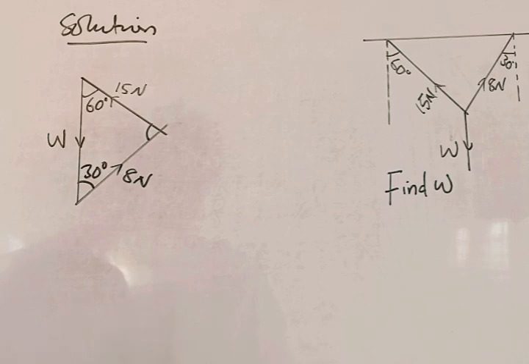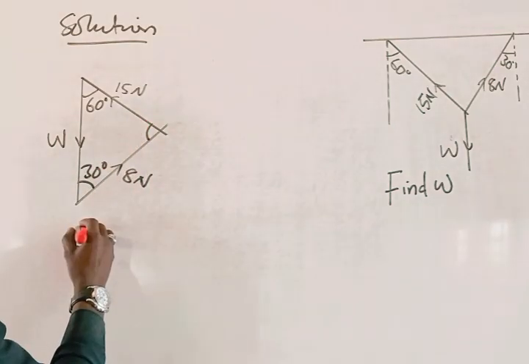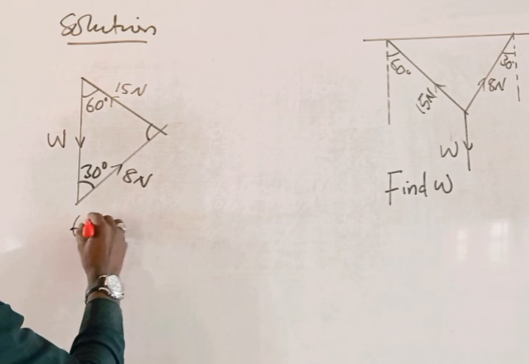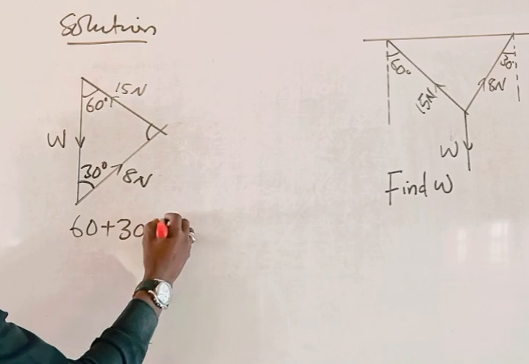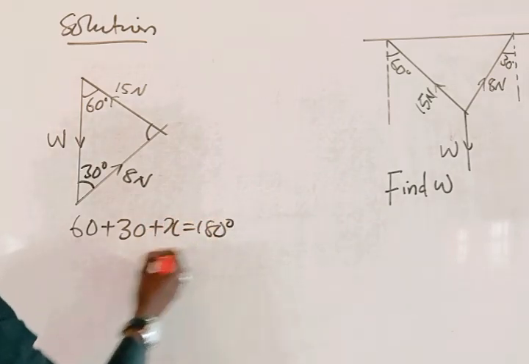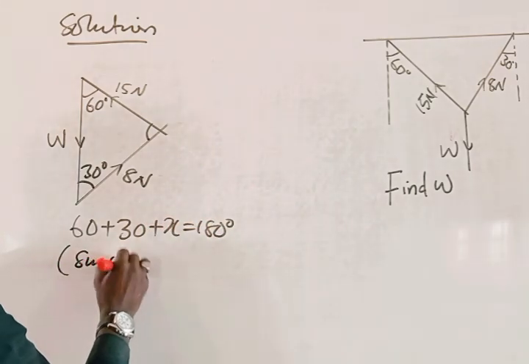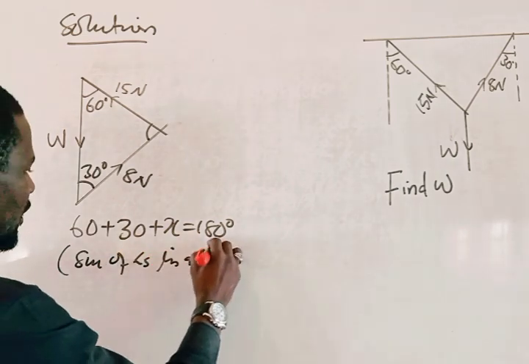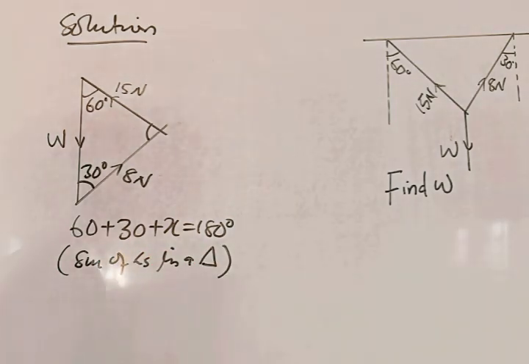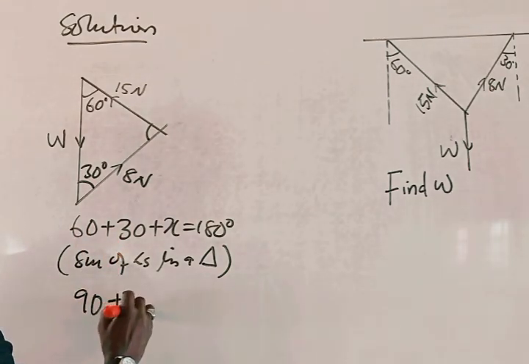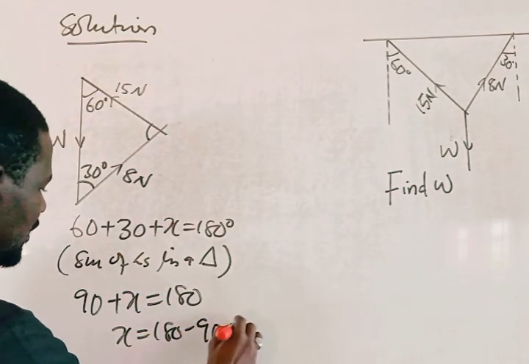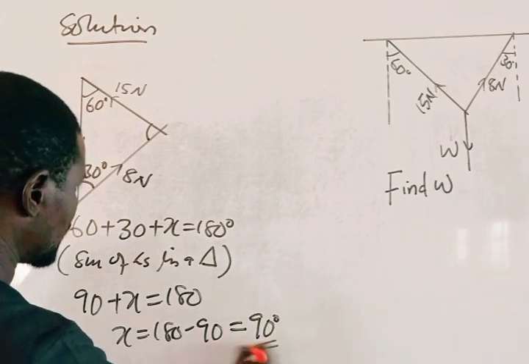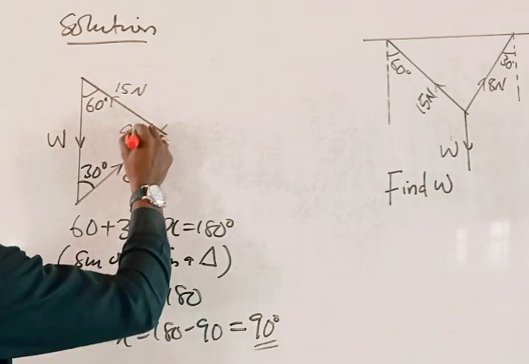So what we need to do is to see this 60 degrees plus 30 degrees plus, we can make this to be x, so plus x equals 180 degrees. The rule is the sum of angles in a triangle. So that's what we have as the rule. So we have 60 plus 30 is 90. So we have 90 plus x equals 180. Automatically my x is 180 minus 90, and this is 90 degrees also. So that means here will be 90 degrees.